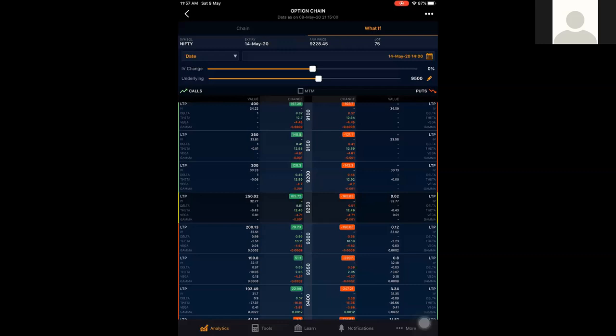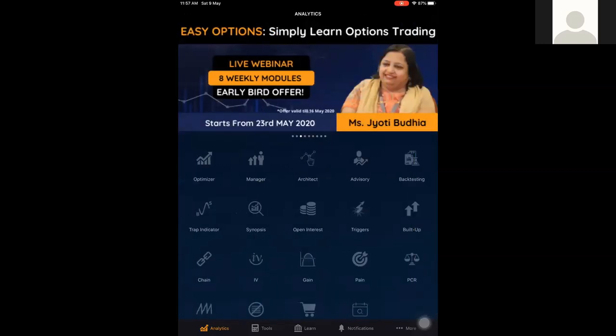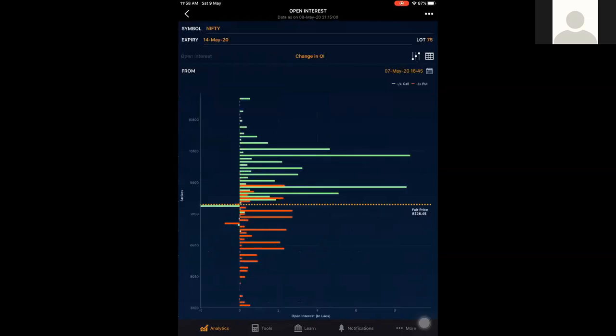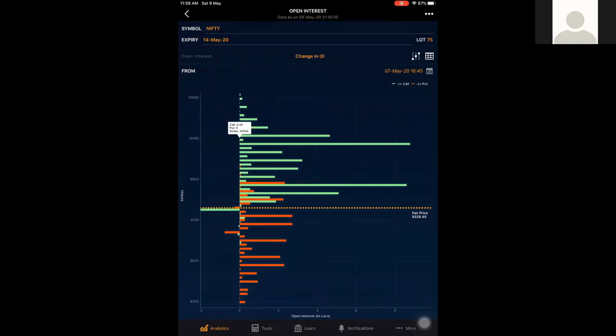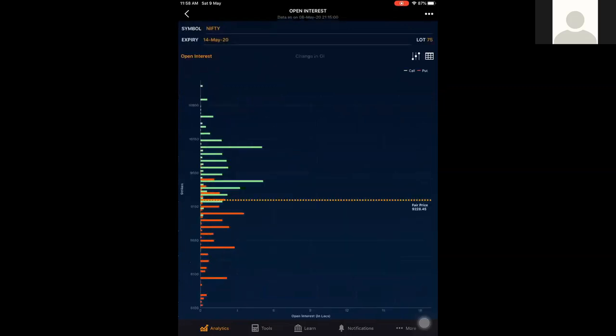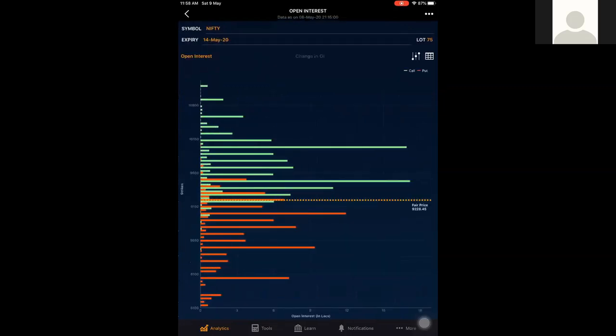For the Bank Nifty, do we have strike price wise OI build-ups in real time? I didn't get you, but everything is strike wise only. So can you be more clear?